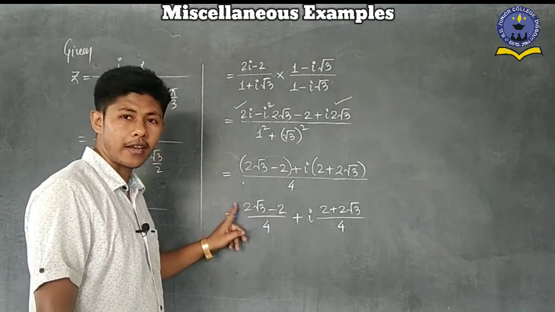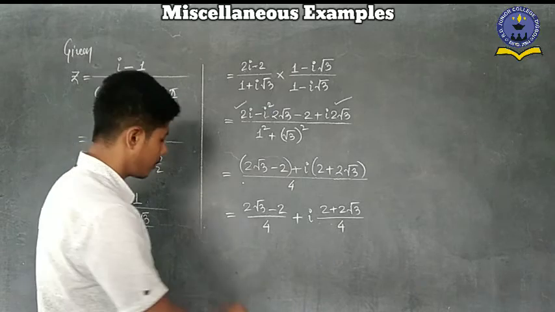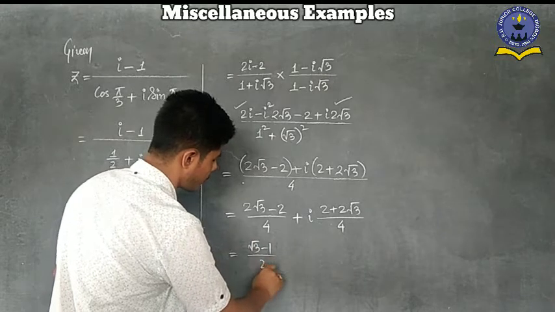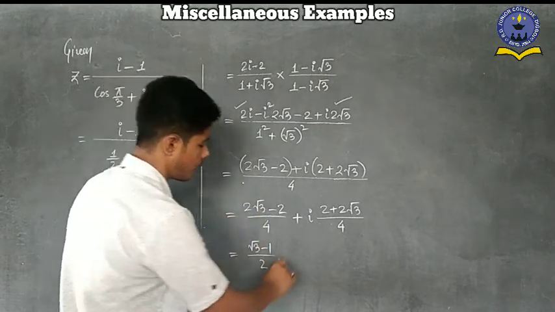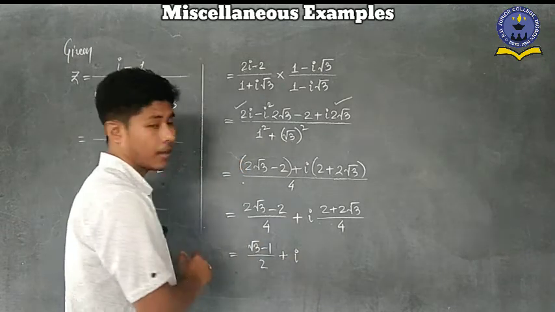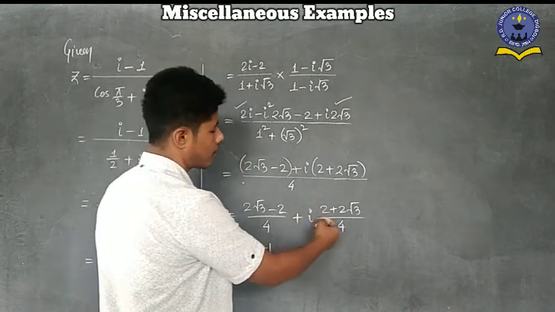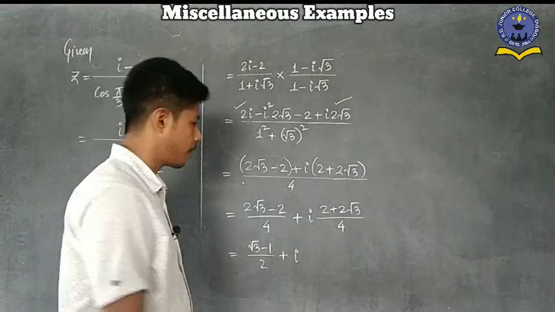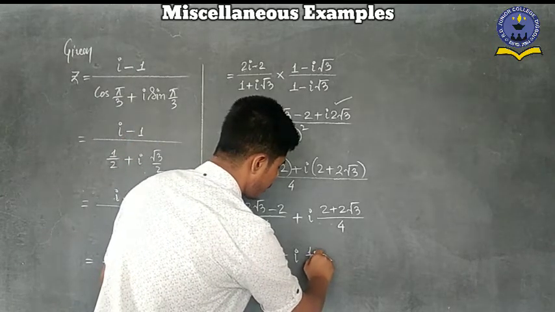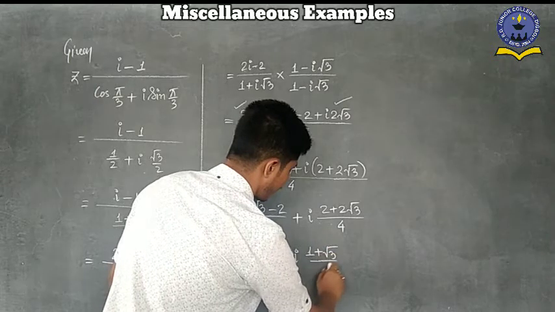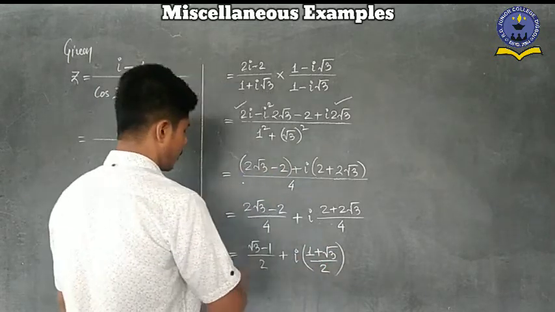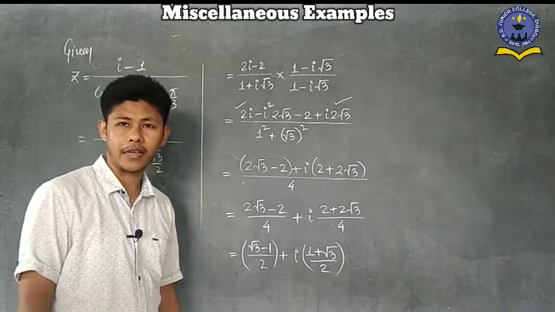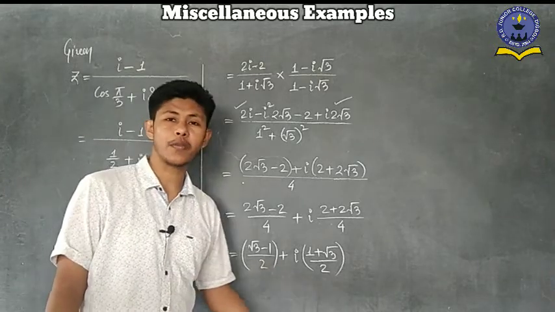So now here 2 is common, and if 2 is common then easily cancel with 4. Now what will remain here? Simply root 3 minus 1 divided by 2, plus i, and in this case if we take 2 common then 2 cancels, then what will remain here? 1 plus root 3, or also we can write root 3 plus 1, whatever you write. Here we get 1 plus root 3 divided by 2. This one is the real part we get after calculating, and this one is the imaginary part. Is it clear? So this one is the standard form of a plus ib or not?